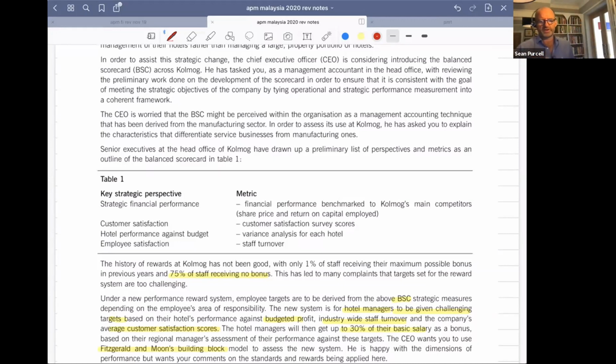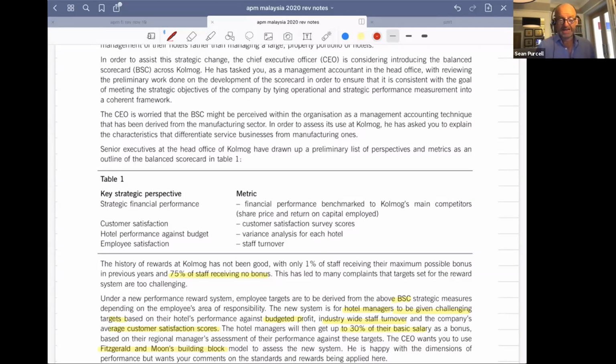Customer satisfaction. When I go to a hotel, what might I measure satisfaction from? Well, yes, maybe people fill out forms. I don't tend to fill out things unless I'm not happy, but maybe a better way would be to use something like a mystery guest. That's used in hotels a lot. Hotel performance against budget. Well, performance of what? Hopefully they're going to look at financial and non-financial measures. What kind of things? Room occupancy. Repeat business. Those kind of things.